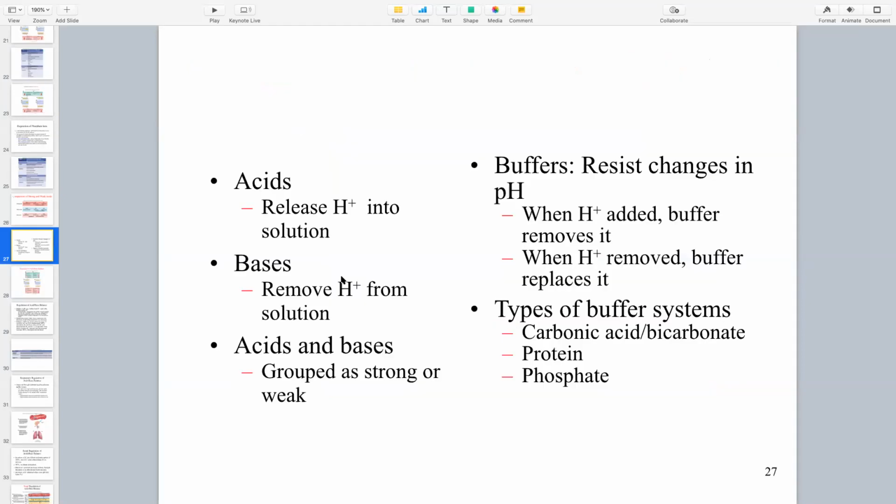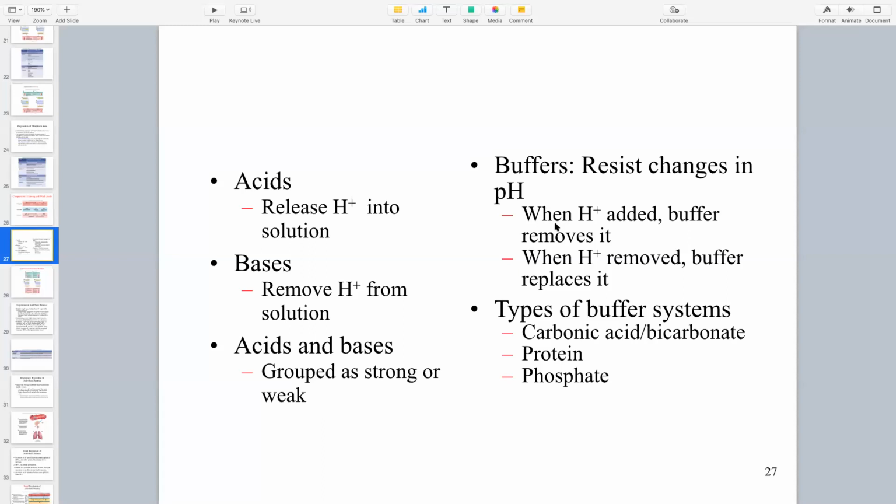So when we take a look at this, bases remove hydrogen, right? By removing that hydrogen, you neutralize that acid. So bases remove hydrogen from a solution, neutralizing the acid there.